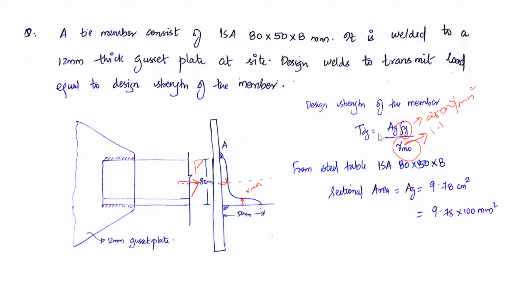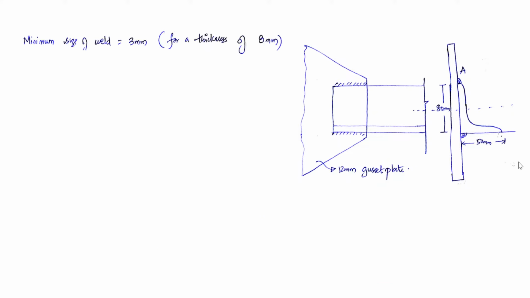From here, substituting the value back over here, you will get the value for TDG, that is the design strength of the member, as 9.78 into 100, that is AG, into 250 by 1.1. You will get this value as 222.27 kilonewton. So is it okay up to here? This much load has to be resisted by the strength. We need to design the weld for this much amount of load.